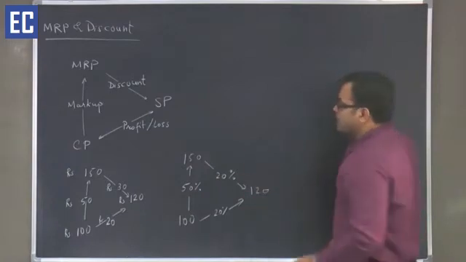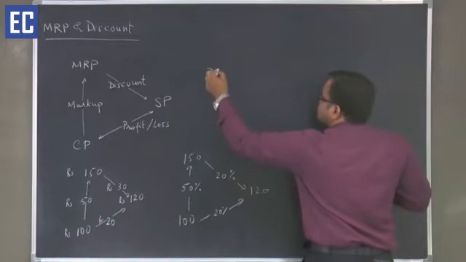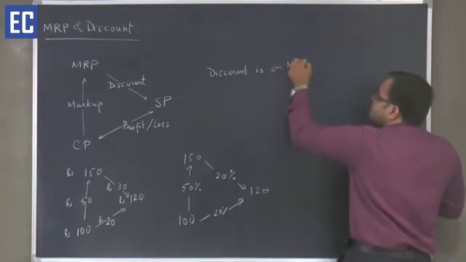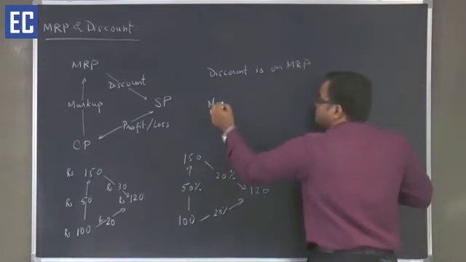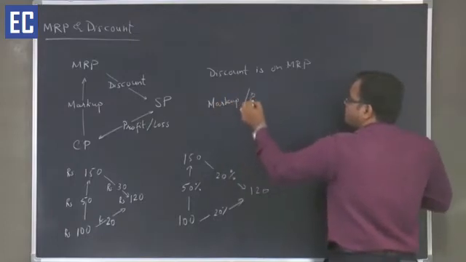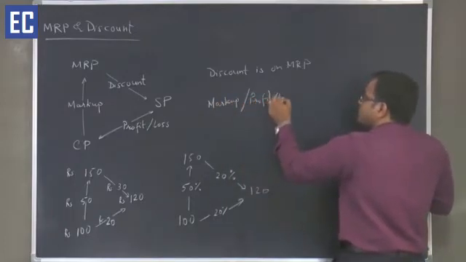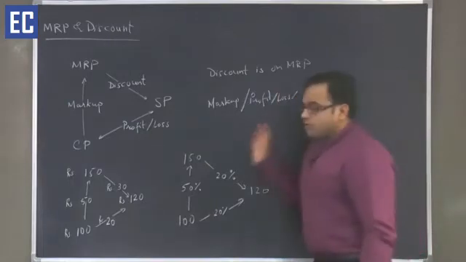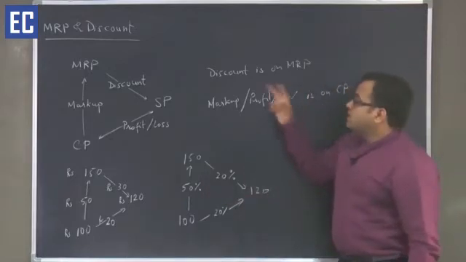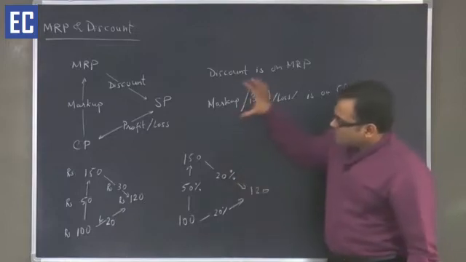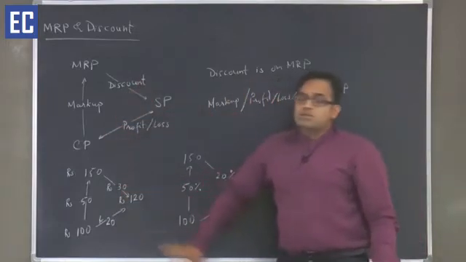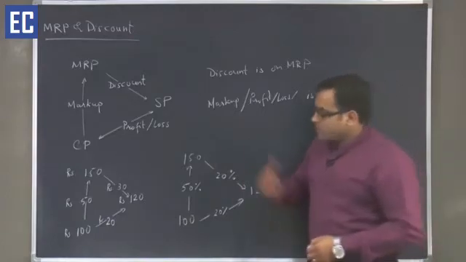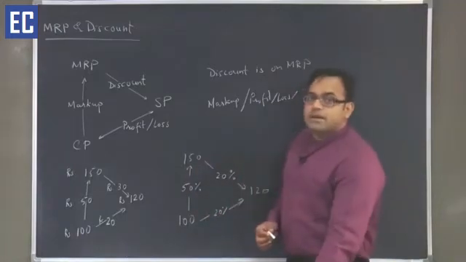On the basis of this, what I can say is that discount is on MRP. The markup and profit and loss percentage is on CP. So markup and profit and loss, this would be on CP, and discount will be on MRP. Once this relationship is understood, rest everything based on profit and loss, that becomes super easy. Let's take up a couple of questions to understand this concept better.